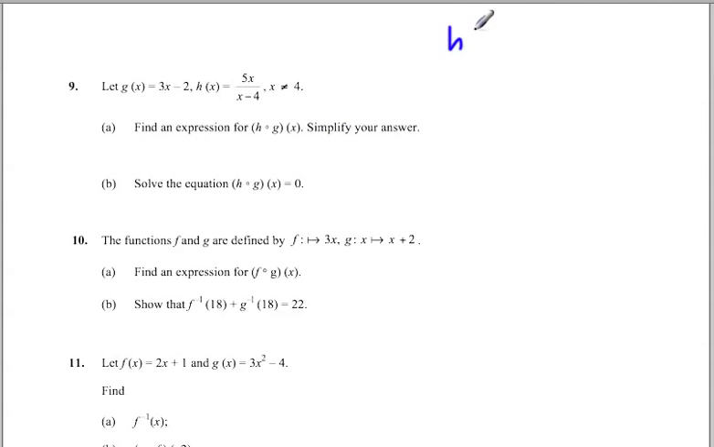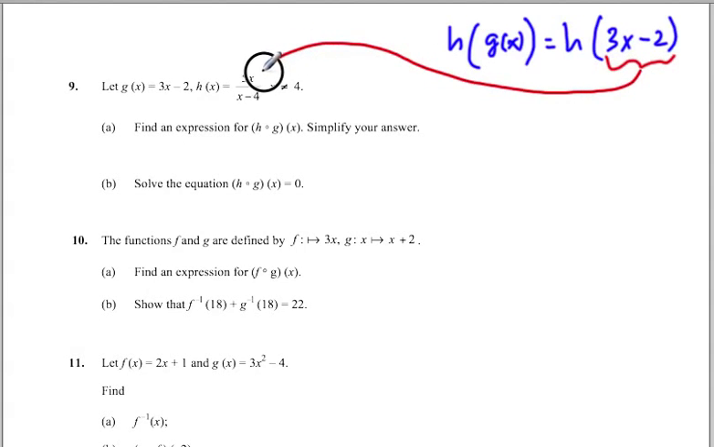So h of g of x means h of 3x minus 2. And as always, all you do is take this argument and plug it into x over here, and plug it into that x over there. Right? That's all you're doing. You're just taking this argument and plugging it into the x over there.